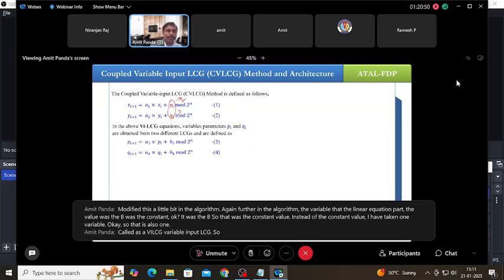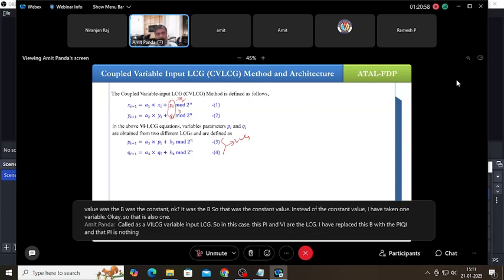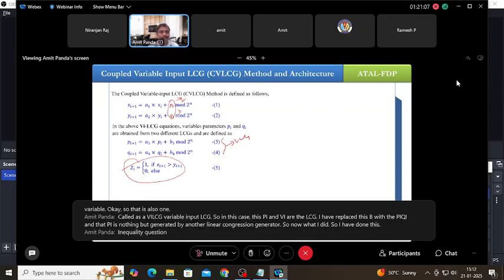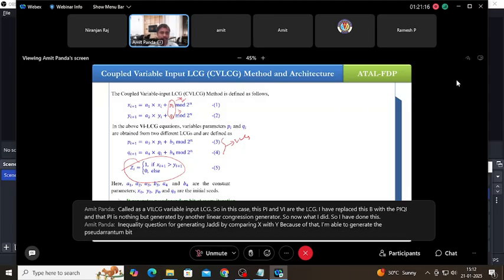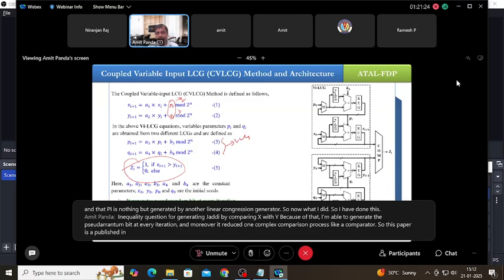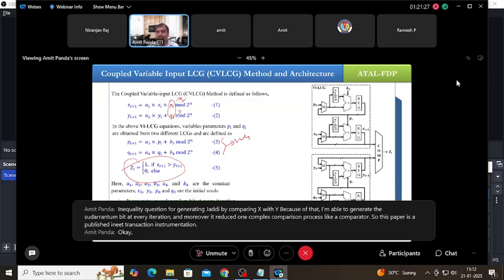In this case, this PI and BI are the LCG. I have replaced this B with the PIQI, and that PI is generated by another linear congruential generator. So now I have done this inequality equation for generating ZI by comparing X with YI. Because of that, I am able to generate the pseudorandom bit at every iteration, and moreover it eliminates one complex comparison process like a comparator. This paper is published in IEEE Transactions on Instrumentation. So this is how I have done this optimization by reducing one comparator's area.